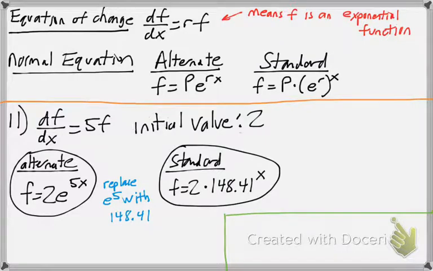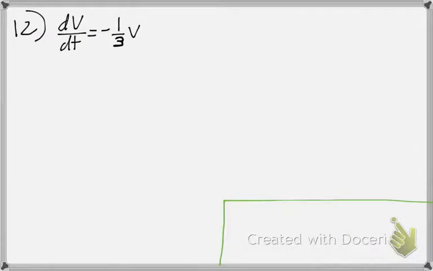Let's look at number 12. 12 says a balloon leaks air, which means it's changing its volume at a rate of 1/3 of the volume per minute. The equation of change that describes the volume V of air in the balloon at time t in minutes is given below. They want us to solve the equation of change, which again, whenever they say solve the equation of change, that just means find the function. It's just a fancy way of saying find the function. If there are initially 4 liters of air in the balloon.